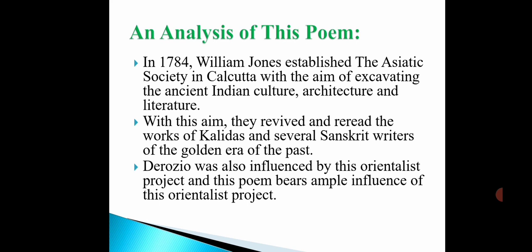With this aim, the members of the Asiatic Society revived and reread the works of Kalidas and several Sanskrit writers of the golden era of the past, and they tried to show before the world that Indian literature and Indian culture had a glorious past. This was the project of the British people, to show before the world that India also had a kind of literature, a kind of culture, and a kind of glorious architecture.